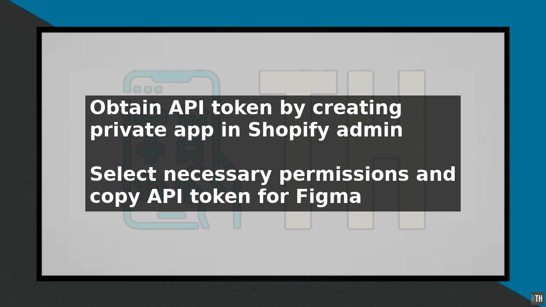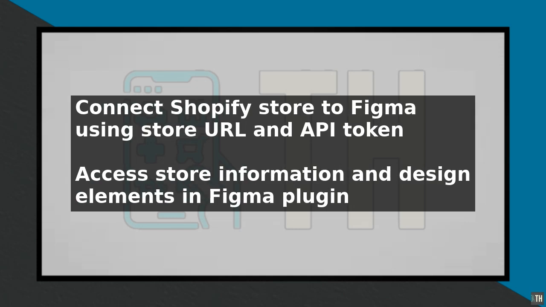Next, open Figma and navigate to the Plugins page. Then click on the Shopify plugin and enter your Shopify store URL and API token. This will connect your Shopify store to Figma, allowing you to access your store's information and design elements.